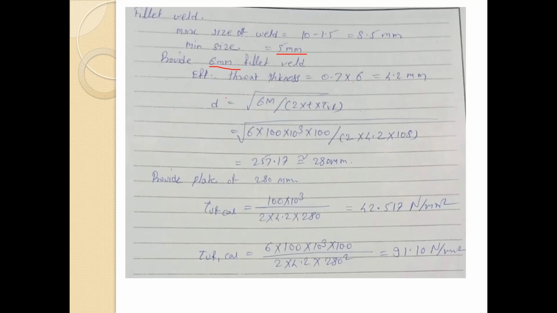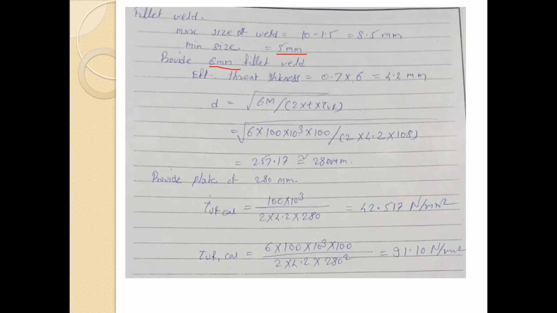Again we need to calculate the D. By using this formula, 6M divided by 2 into T into tau Vf. So this 6 into this 100 is the force. For calculating M we required E, that is its eccentricity, which is 100, then divided by 2 into 4.2, the throat thickness, and this 108 is tau Vf. So we are getting the depth 257.17, and we are providing 280 mm. So provide a plate of 280 mm.